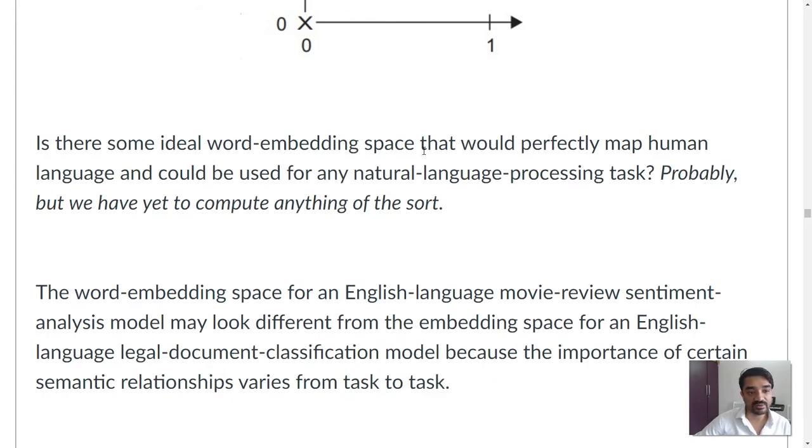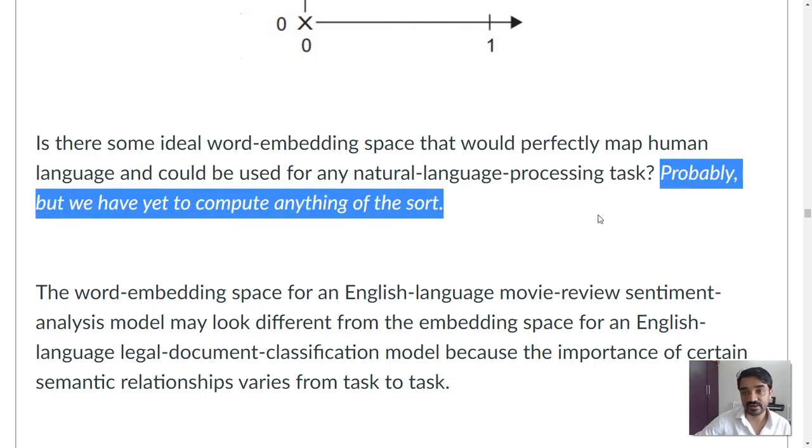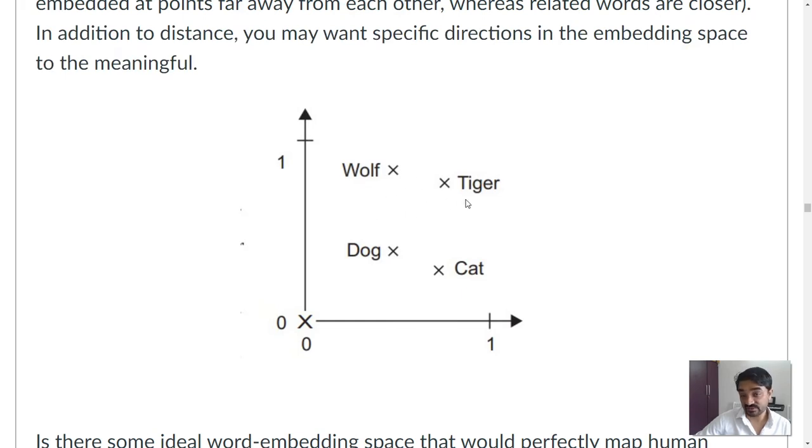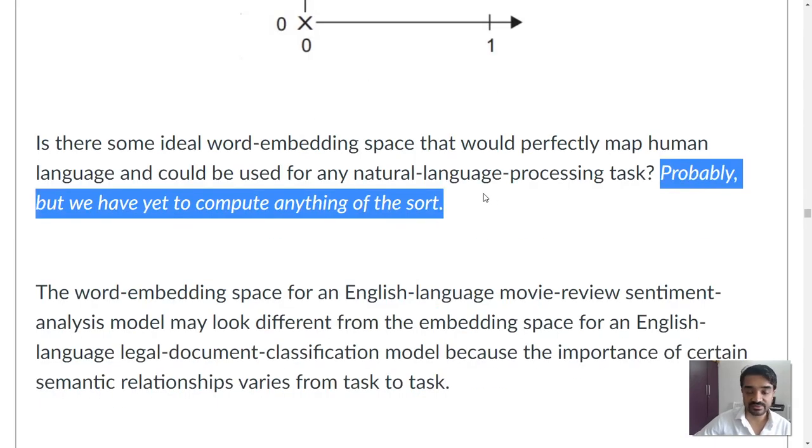Now, is there some ideal word embedding space that will perfectly map human language and could be used for natural language processing tasks? Answer is no, and probably we have not come across anything like that yet, right? Because we're talking about defining our words into vectors in such a way that they have encompassed every single possible relationship, right? I was talking about such a complicated relationship here, that wolf and tiger are hunters. We have wolf, tiger, dog and cat. That's the only thing written, but we can make that sense out from this, right? Because that is probably how these two words have come into the English language.